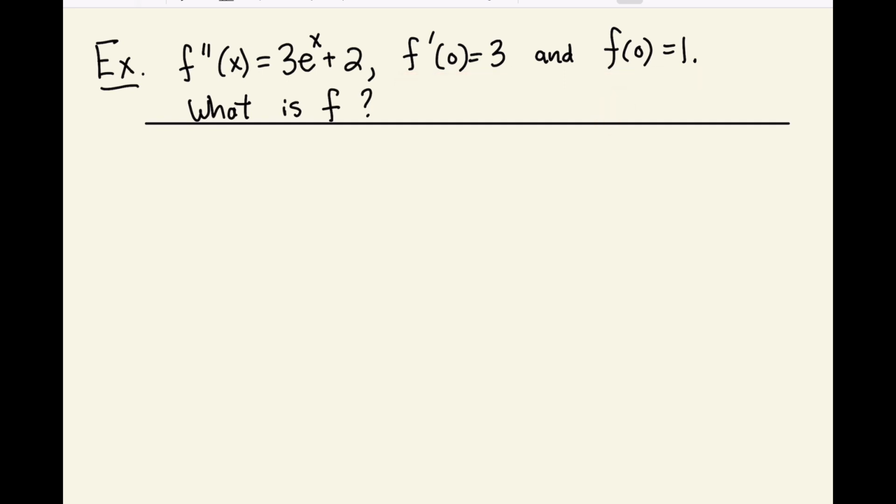Okay, so our goal is to find f, a specific antiderivative. Our final answer will be a specific function f, not a most general one, but we will be using the most general antiderivatives in order to find f. So let's get started on that process. I'm going to start by just writing down the second derivative.